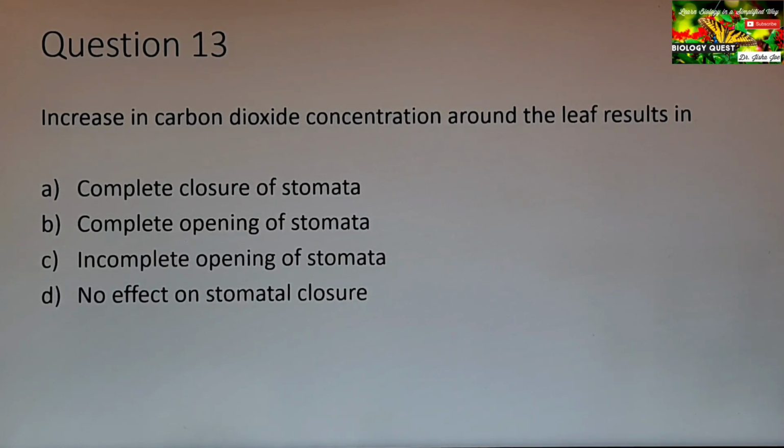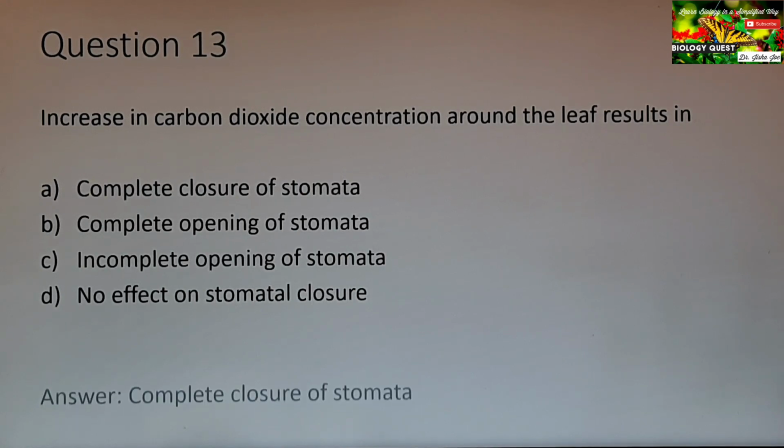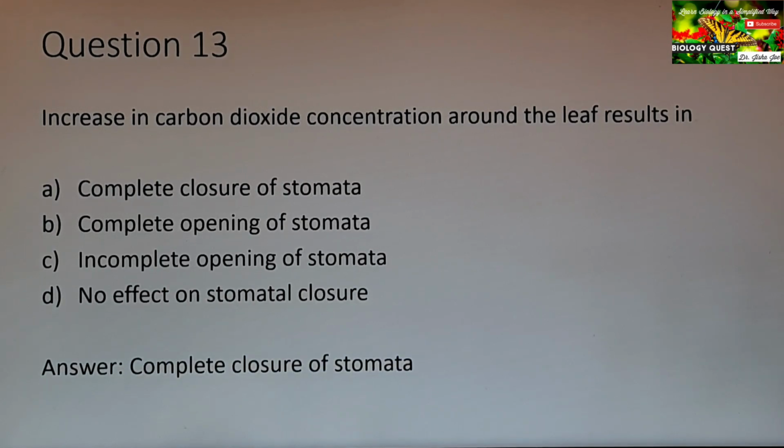So option D is wrong. We know carbon dioxide concentration has an effect on stomatal opening. So how does it affect? So option D is ruled out. Now the other three options: complete closure of stomata, complete opening of stomata, incomplete opening of stomata. We have seen that an increase in carbon dioxide concentration causes the stomata to close. Complete closure of stomata takes place as a result of an increase in carbon dioxide concentration, thereby reducing transpiration. So the correct answer is option A, complete closure of stomata.